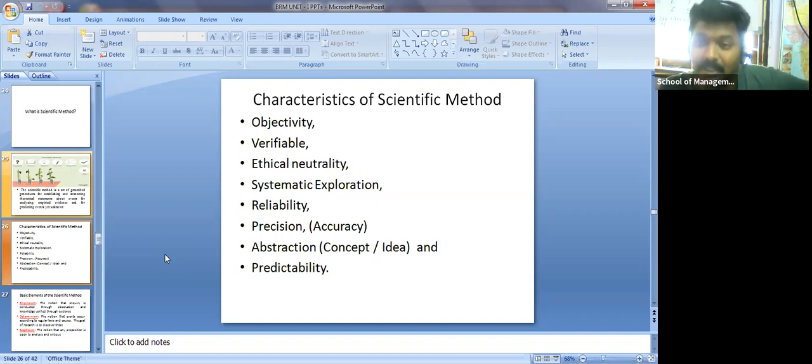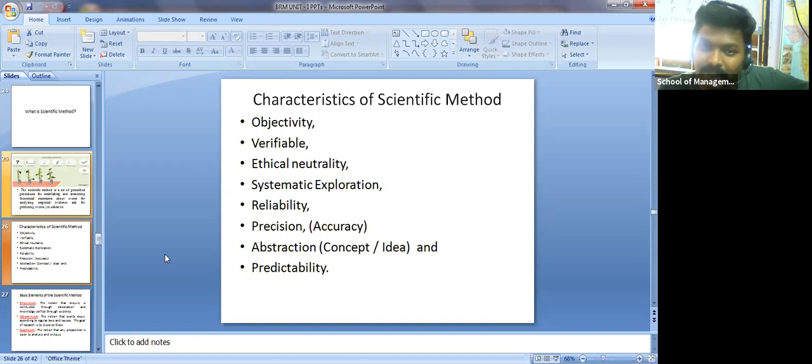Now the second important characteristic is verifiability. When you are doing any scientific research work, you have to verify, right? First day we verify, second day we verify, third day we verify, fourth day we verify, and on the fifth day we finally see that the seed has started growing. Clear, right? So verifiability is a most important characteristic of the scientific method.